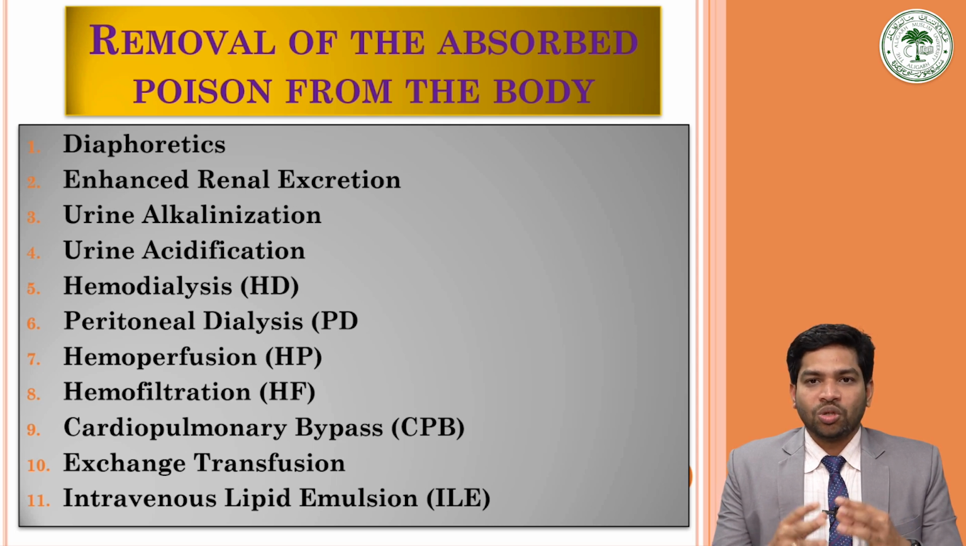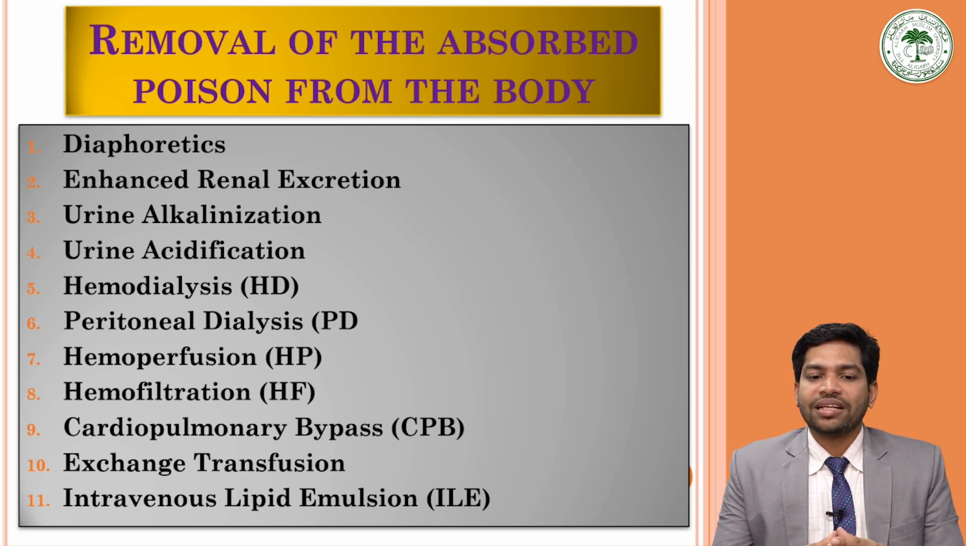So the diaphoretics, once the poison is in systemic circulation, it will be excreted out by sweating. Then extra renal excretion is done also through urine alkalinization and acidification, that we will learn now. Then hemodialysis, that is we are filtering the blood, peritoneal dialysis, hemoperfusion or hemofiltration. Also the cardiopulmonary bypass is the same step, a type of blood filtration. Then exchange transfusion is again the same, we are filtering the blood.